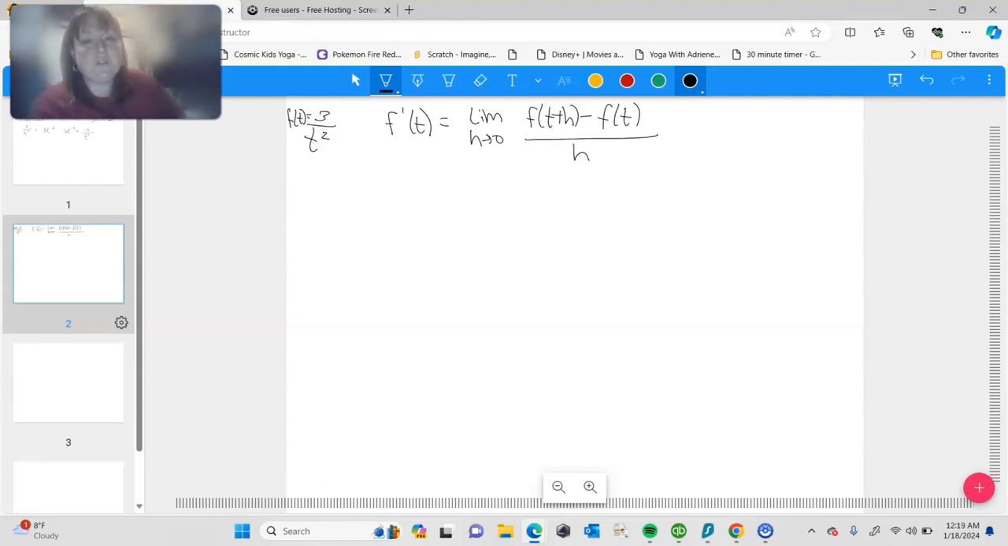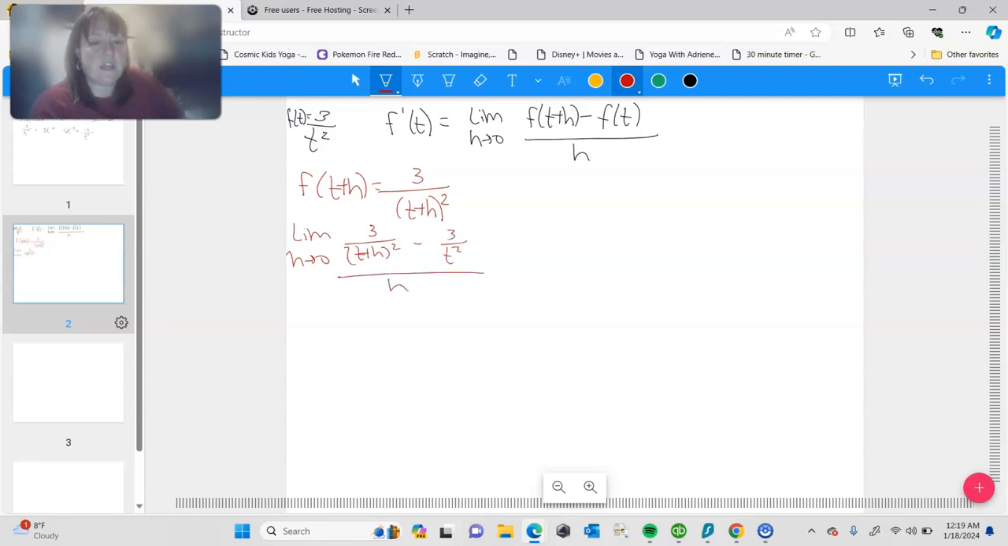So again, what we are going to do is figure out what is f of t plus h, right? And so that's not too hard. Instead of a t, we just have a t plus h. Everywhere there was a t, we make a t plus h. Okay. So now we're going to find the limit as h approaches 0 of f of t plus h, so 3 over t plus h squared, minus f of t, which is just 3 over t squared, all over h. Okay, so this is what we're actually going to find.